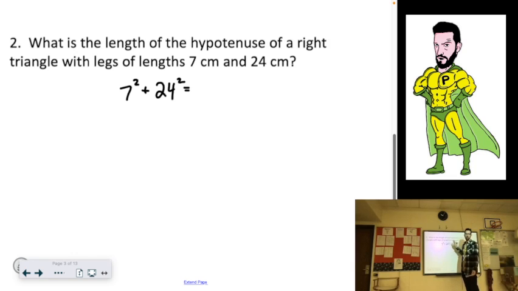You could put any variable you want. You could put x, c, doesn't matter. We'll just keep it consistent and go with c on this one. Now, 7 squared, 7 times 7 is 49. I don't know what 24 squared is.